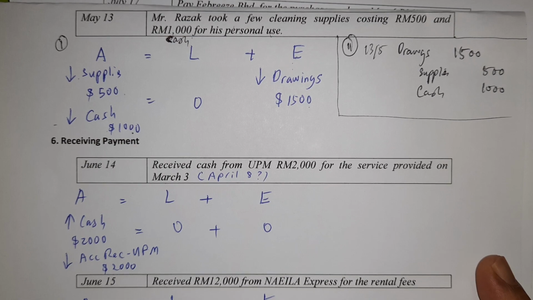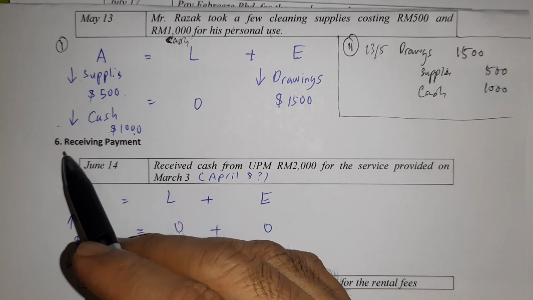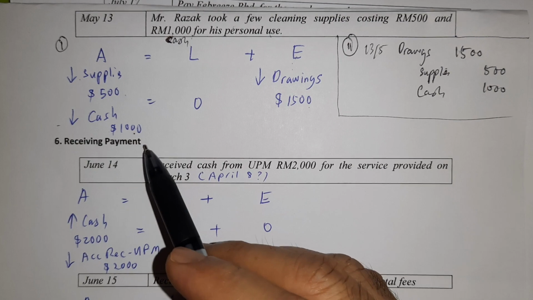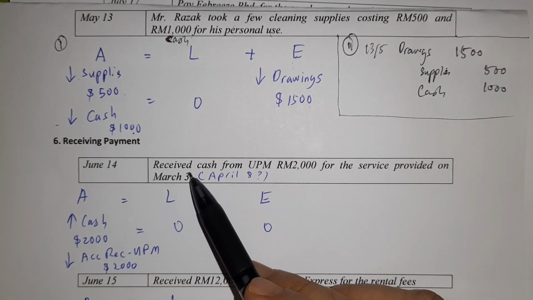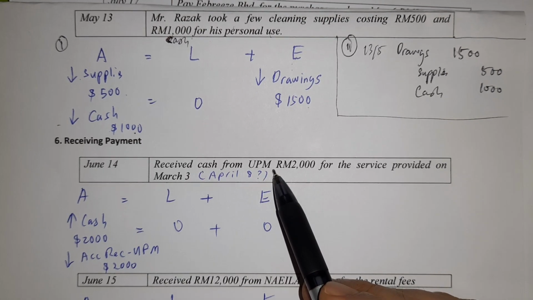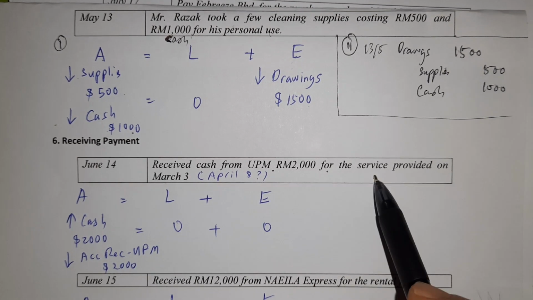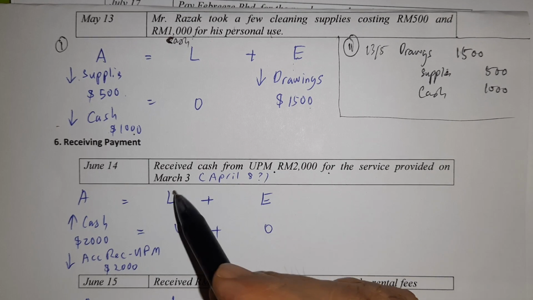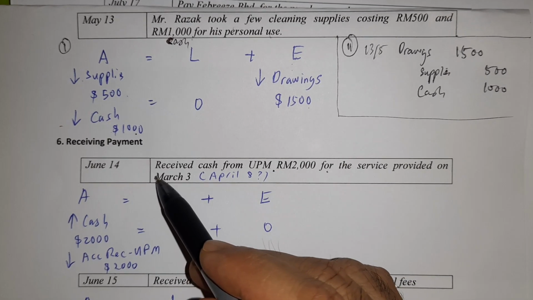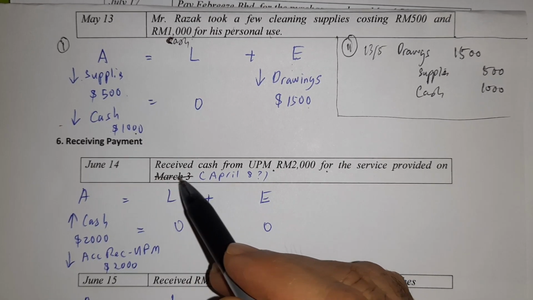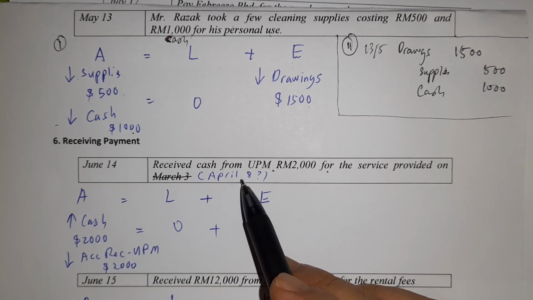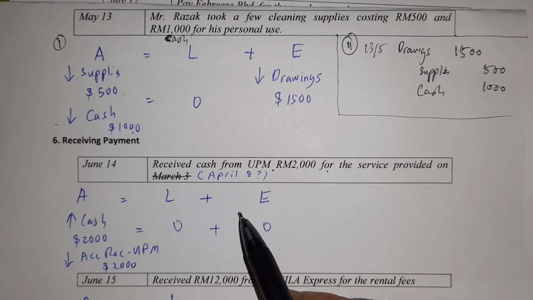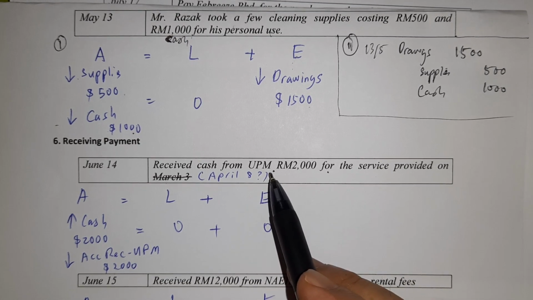Easy for you. Okay, and then number 6 now, receiving payments. Okay, let's see what happened. June 14, the business received cash from UPM 2,000 for the service provided on, this one is something wrong, on the 8th of April. Okay, you can check the question. On the 8th of April, the business has provided services to UPM. Now the business received cash from UPM 2,000.